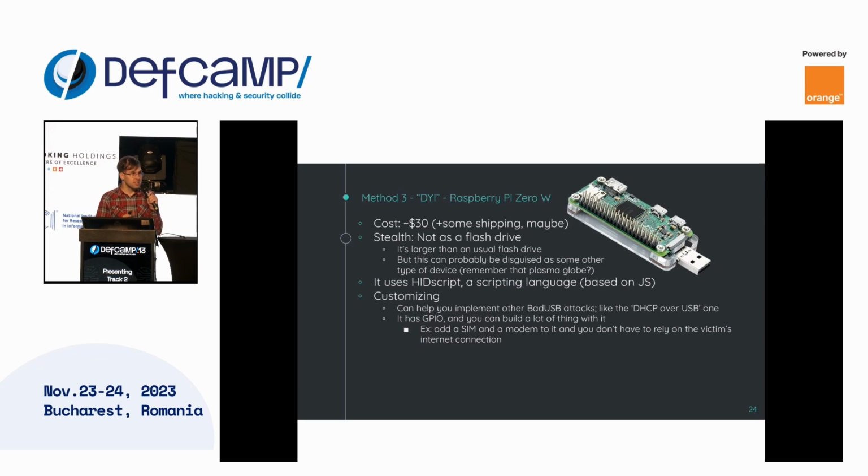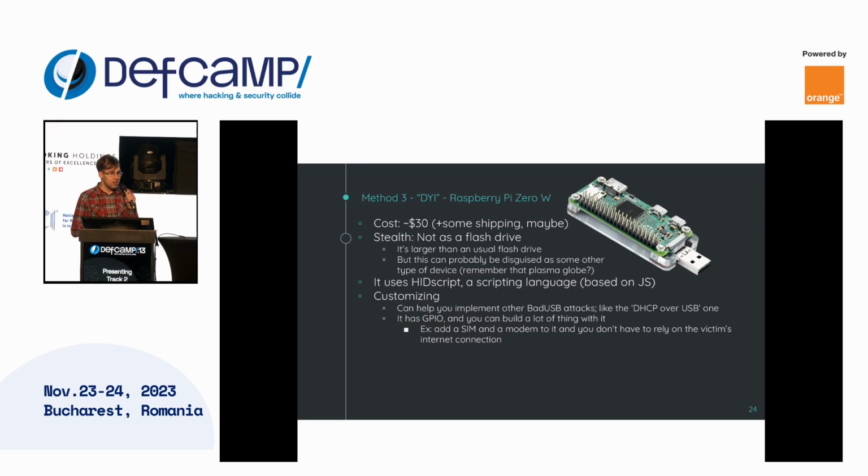Now, for customizing, I think this is where this setup will really shine. You can add components to it. It has GPIO. You can add a modem and a SIM card to it. So that way you won't have to rely on the target's internet connection. You will always be able to communicate with your device payload.